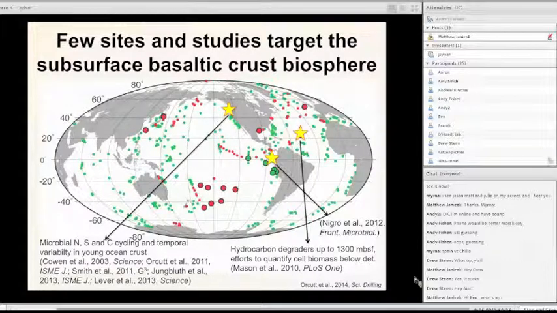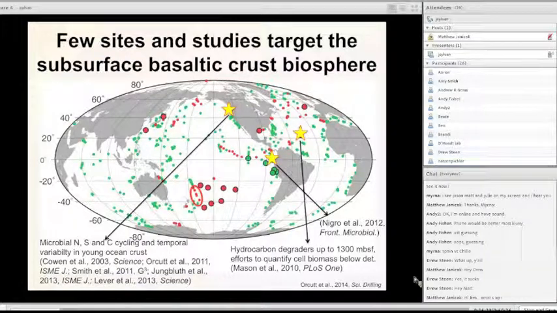And then the other thing that I would point out is that all of these sites that were previously studied are from young ocean crests, so less than 10 million years old. And so there's really a huge age gap in the older ocean crests, and questions about whether or not there's anything there at all in terms of microbial life, and if so, what that is.